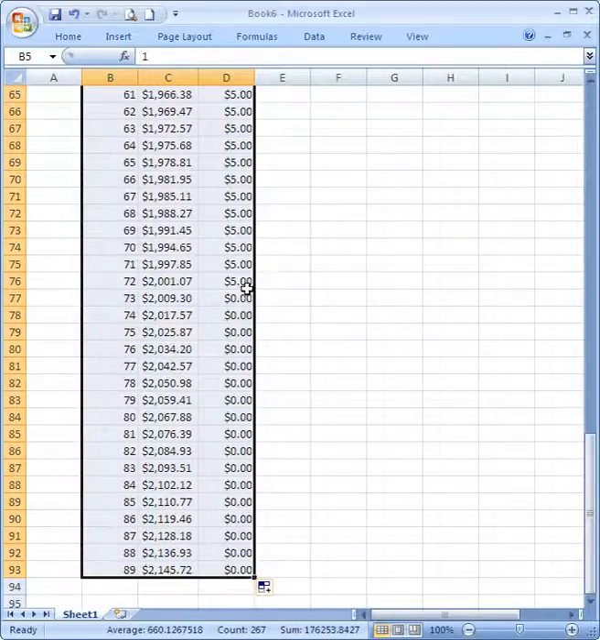Here we were charged a fee of $5 because during this month, the 72nd month, our balance was the balance at the end of the 71st month. This amount here, it was less than 2,000, and so we were charged a service fee. Here in the 73rd month, our balance during the month was this amount, more than 2,000, and so we were not charged a service fee.